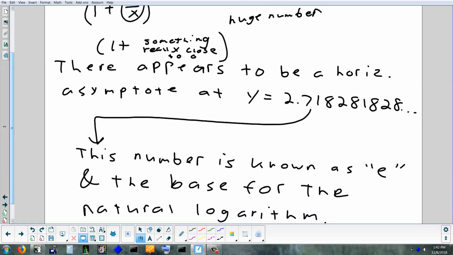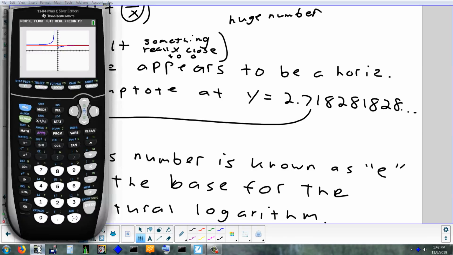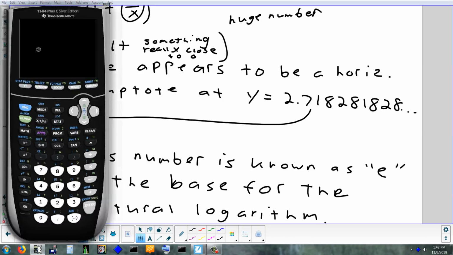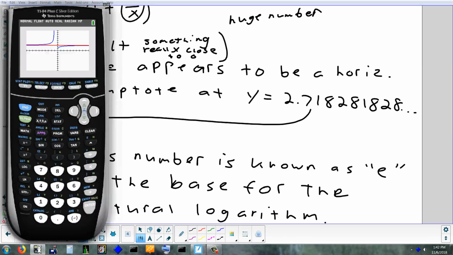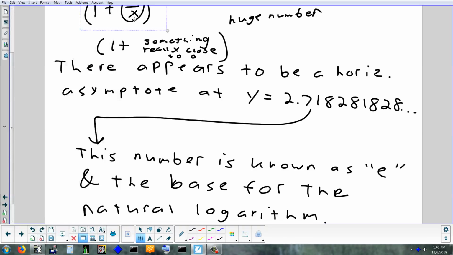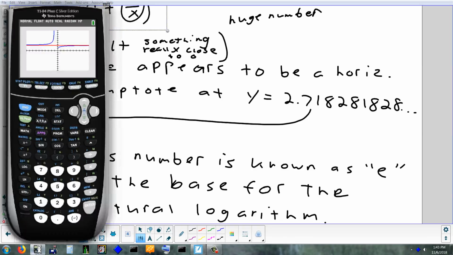I didn't show you what happens if you head to the left. But if you look at the graph, you can probably guess it's still getting closer to 2.718. Both directions. Obviously, at 0, there's some kind of problem because if you plug in 0, 1 divided by 0 is undefined. So there's an asymptote at 0.